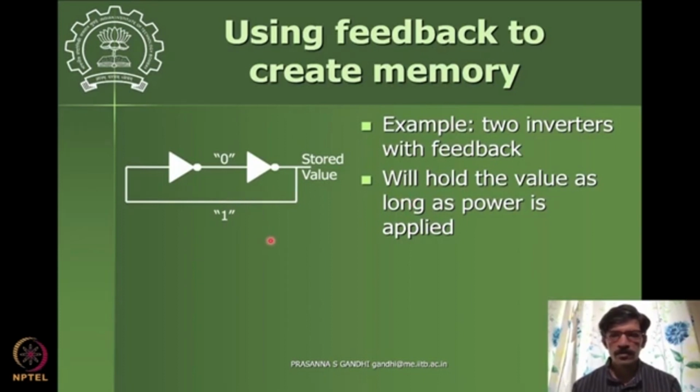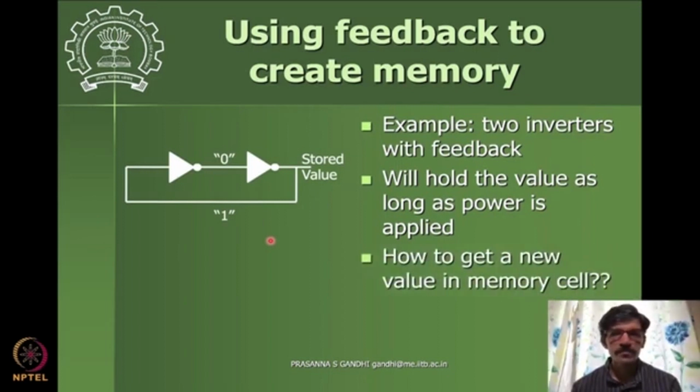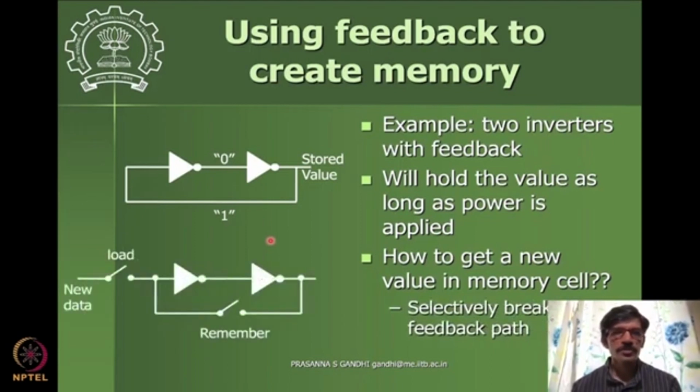Now we can introduce a way to remove the value and store a new value. How do you get this new value? You break the path. Remember, this is a kind of switch here. So you open the switch and put a new value into this circuit, and the moment you close this switch, that new value will be remembered. Whether it is 0 or 1 doesn't matter. If it is 1 here also, the same thing happens. That is a stable circuit.